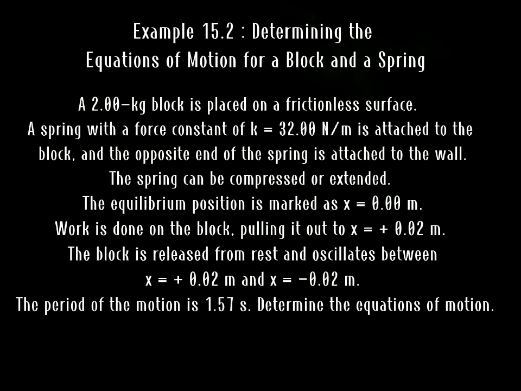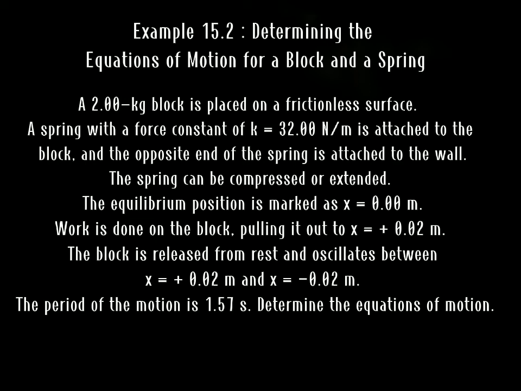Example 15.2. Determining the equations of motion for a block and a spring. A 2.00 kilogram block is placed on a frictionless surface. A spring with a force constant of k equals 32.00 Newton per meter is attached to the block, and the opposite end of the spring is attached to the wall. The spring can be compressed or extended.